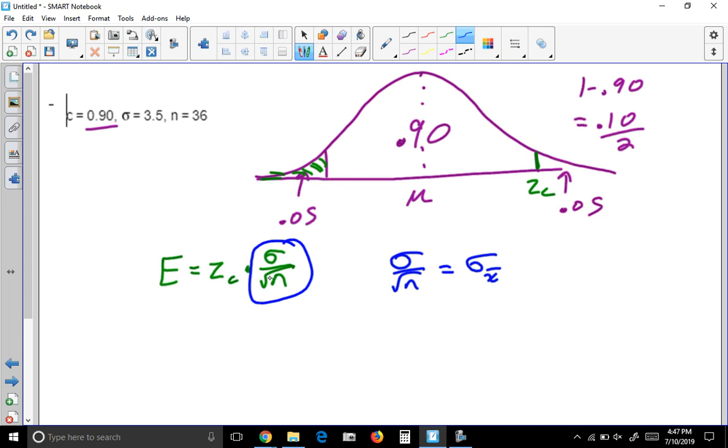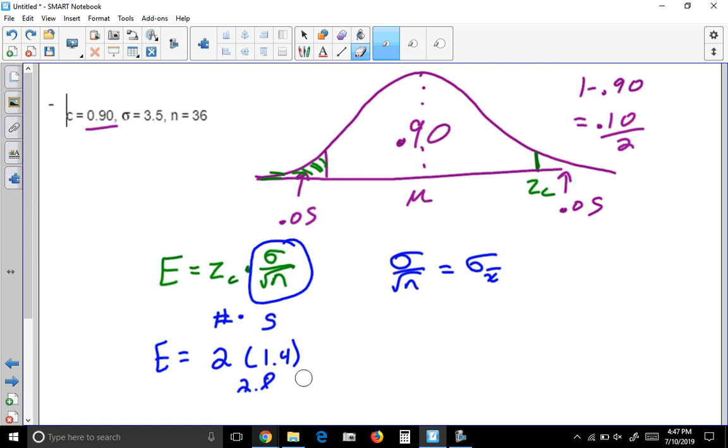If we know what the standard deviation is, z is a count of how many standard deviations we have. So, for example, if z were 2 and our standard deviation was 1.4, our error would be 2.8. If we move 2 standard deviations, we've moved a distance of 2.8. So that's what E is. How far from the mean are our boundaries? So we need to find that z value.